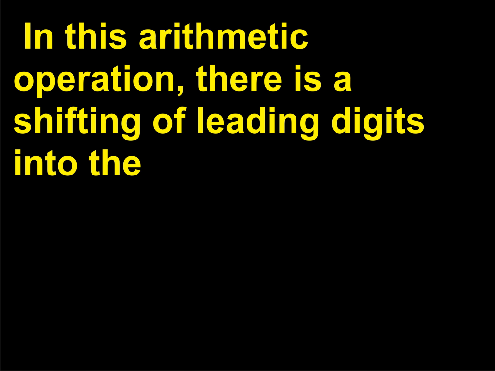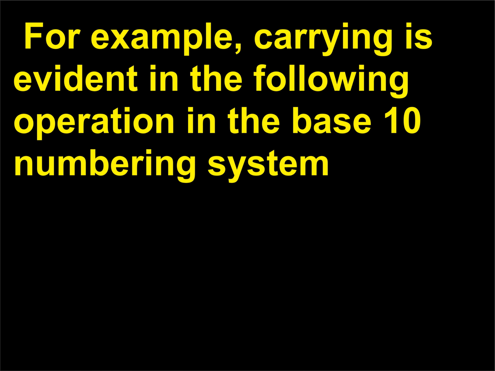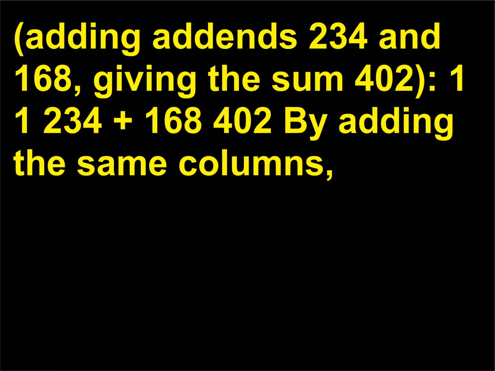In this arithmetic operation, there is a shifting of leading digits into the next column to the left when the sum of that column exceeds a single digit. For example, carrying is evident in the following operation in the base 10 numbering system. Adding addends 234 and 168, giving the sum 402: 234 plus 168 is 402, by adding the same columns.